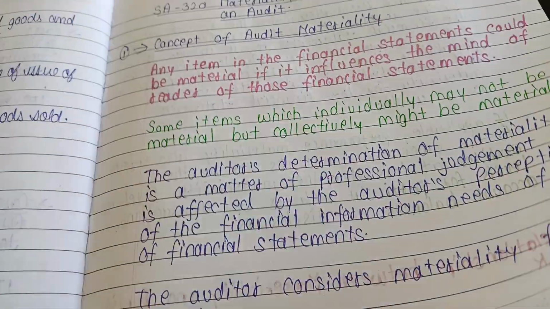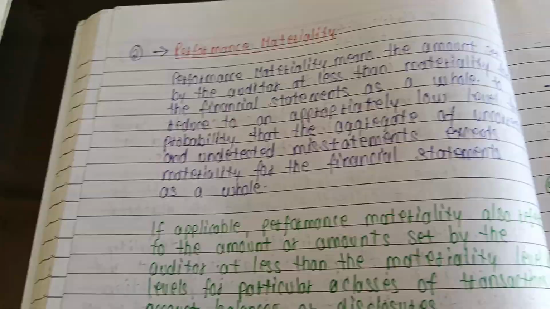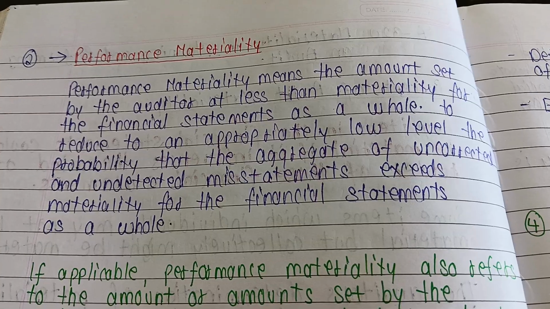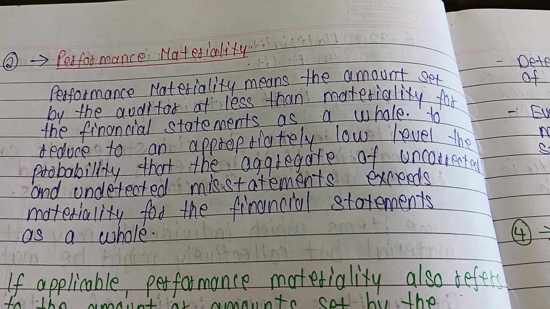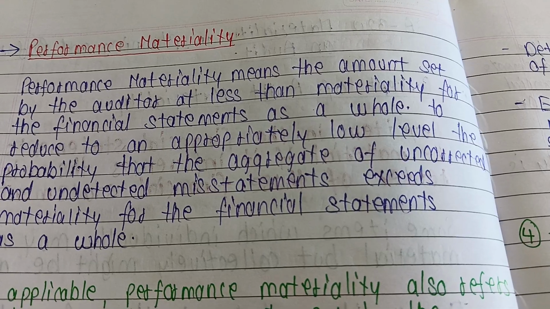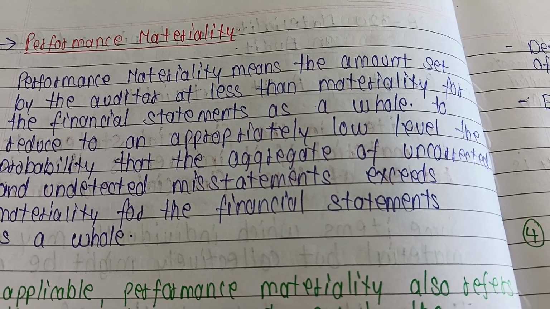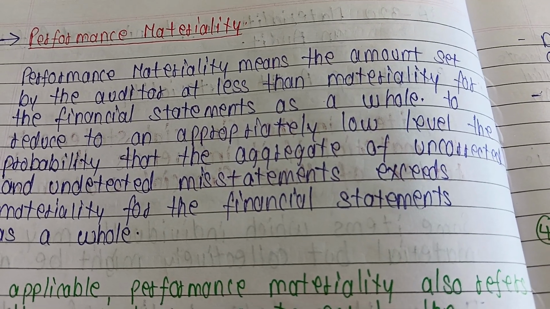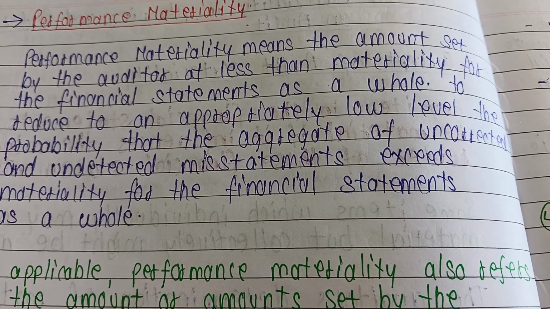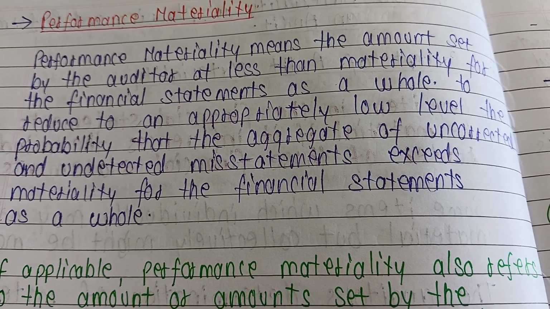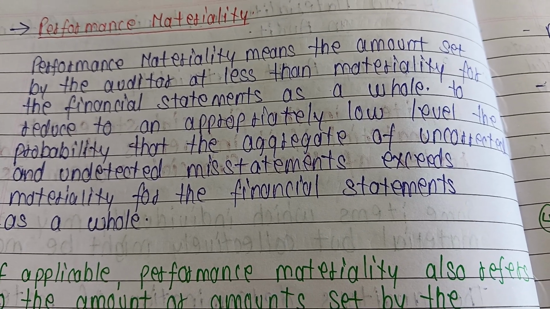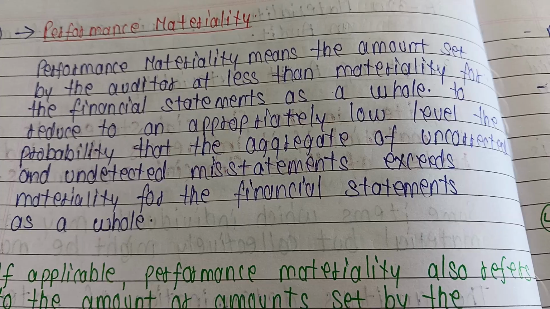Now, we will come to the next point, that is performance materiality. Now, what is performance materiality? Performance materiality means the amount set by the auditor at less than materiality for the financial statements as a whole to reduce to an appropriately low level the probability that the aggregate of uncorrected and undetected misstatements exceeds materiality for the financial statements as a whole.